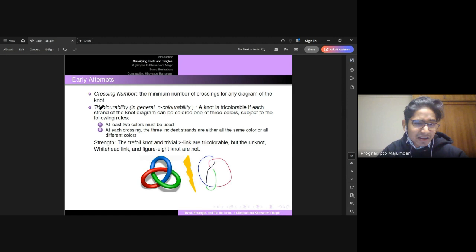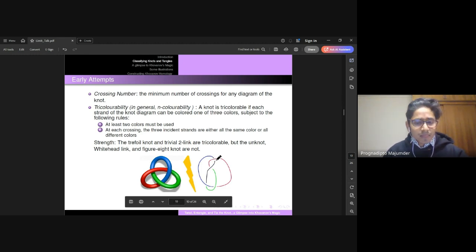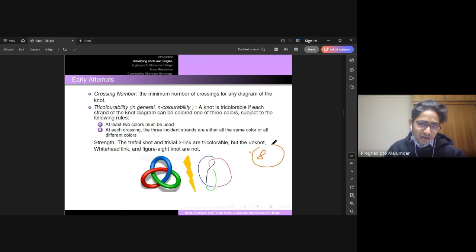Tricolorability was another thing which was developed. Using this, there are some conditions. At each of these crossings, you have to use at least two colors, and either all of the same color or all of different colors. You can see that this trefoil knot can be three-colored, and this is the figure 8 knot. This is the figure 8, this guy. This is not three-colorable.